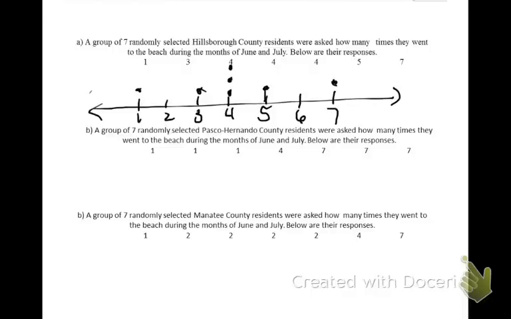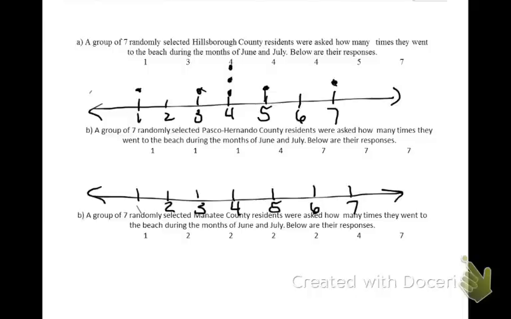In the next example, we're now in Pasco, Hernando County, and we'll create a dot plot for these 7 residents. Draw out your number line. We have 3 1s, a 4, and 3 7s.